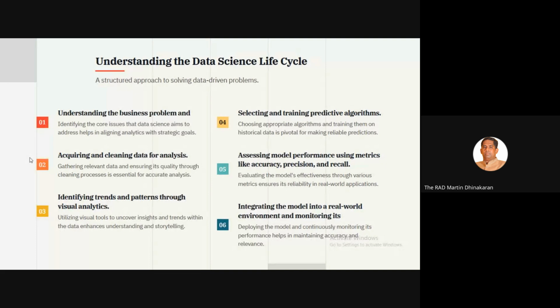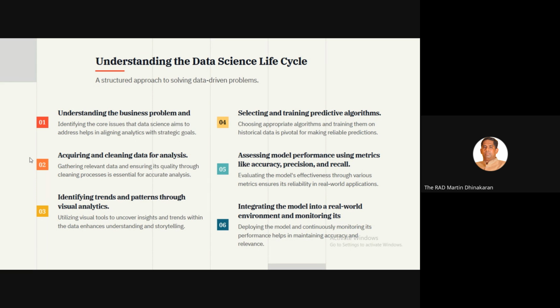Second is acquiring and cleaning the data for analysis, as I have said, to get high quality, high resolution data. This is very, very essential for accuracy. Whatever data is being used for data science, it is not an approximate output, it is an accurate output.